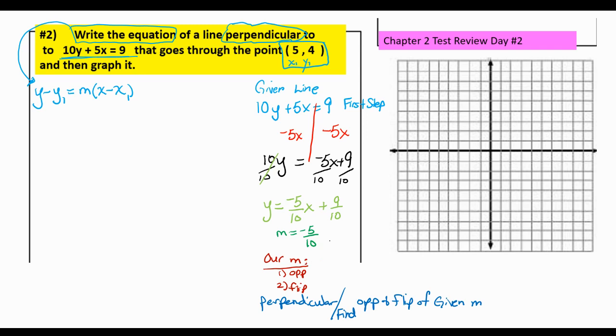So this is a negative 5/10, and maybe I'll make that just a little bit bigger so we can see it's a negative 5/10, right? So our m has to be positive, and it has to be the flip, 10 over 5. And so our m would have to be 10 divided by 5, which is equal to positive 2. We're going to take that and march it right up there into that spot. The m that we're going to use for the problem is going to be m equals 2.